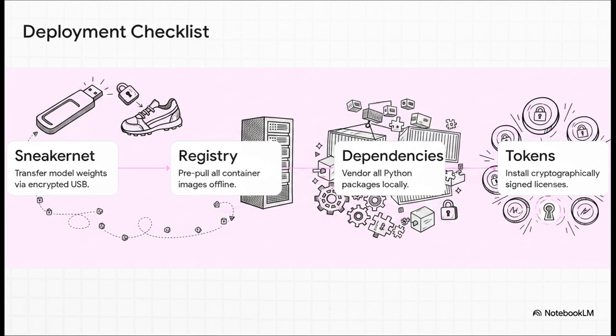First up, you have to transfer gigabytes of model weights via encrypted physical media, the classic sneakernet approach. Second, you must pre-pull every single container image to a local offline registry. Third, all your Python packages have to be fully vendored with pre-bundled dependencies. And finally, any software licenses must use offline, cryptographically signed tokens. It's strict, but if you miss even one of these steps, your offline installation will completely break down.